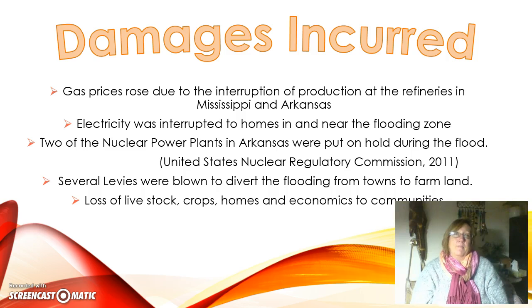So several levees were blown out to divert the damage, so certain areas were caused to flood so that other areas didn't get flooded. So that caused damage. We had to rebuild those levees, and it caused purposeful damage in certain areas to try to mitigate damage in other areas. We got a lot of loss of livestock, crops, homes, the economic problems that come along with a disaster of this magnitude.